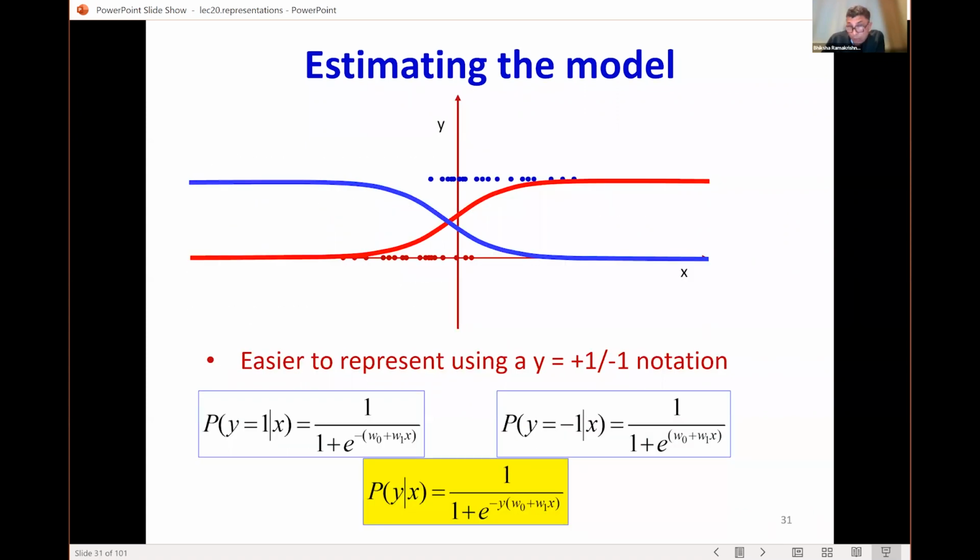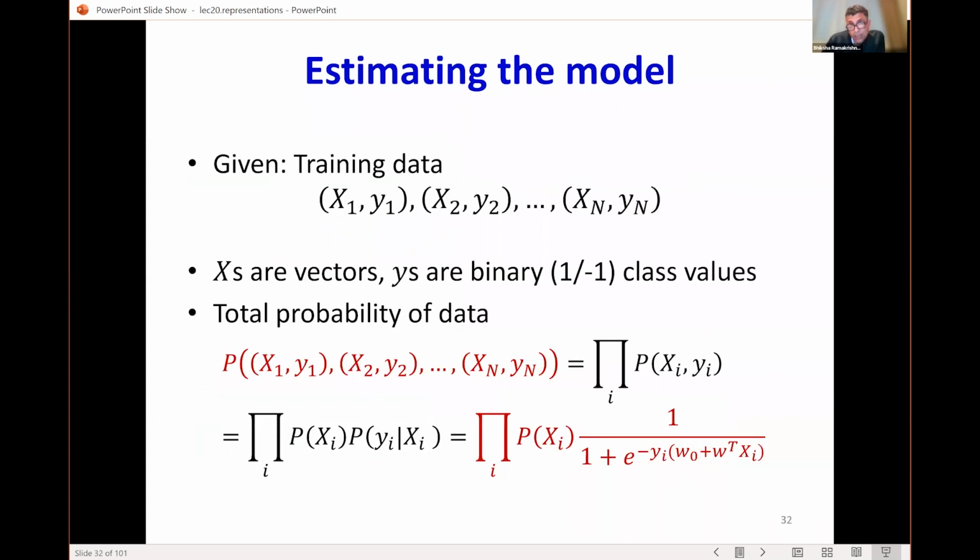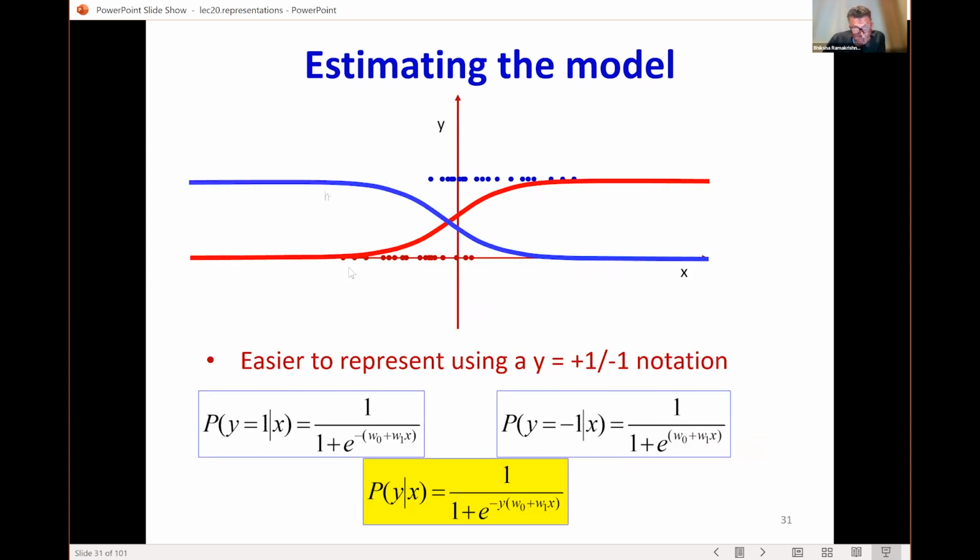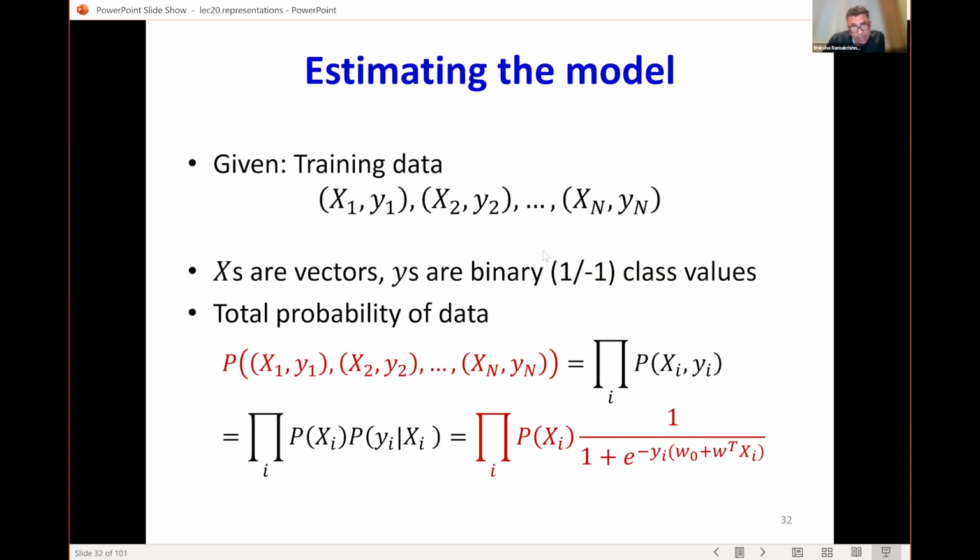Now, I want to learn the model. So what we would be given is a collection of training instances, XY pairs, where for each instance, you're going to have X value, this one. This is just a one-dimensional illustration. In general, it's going to be a vector. And the class value, which would be either 1 or minus 1.